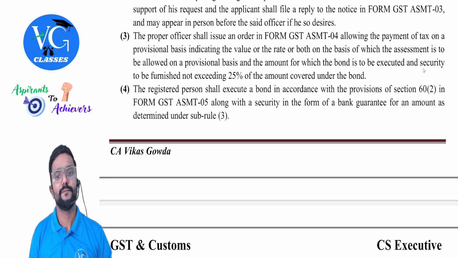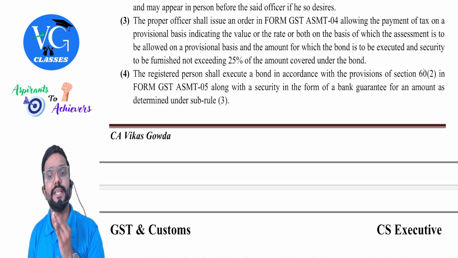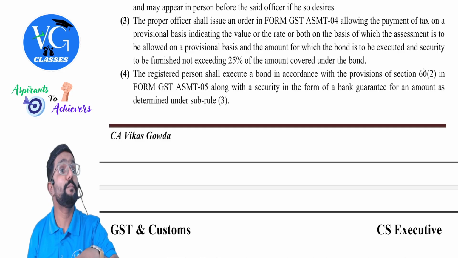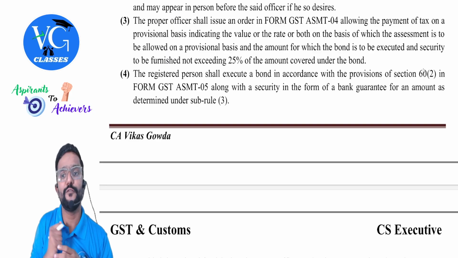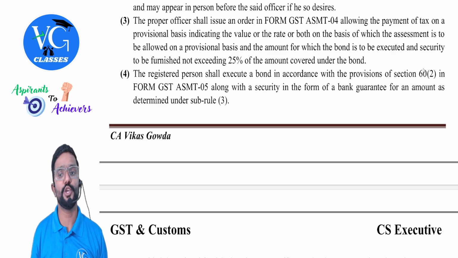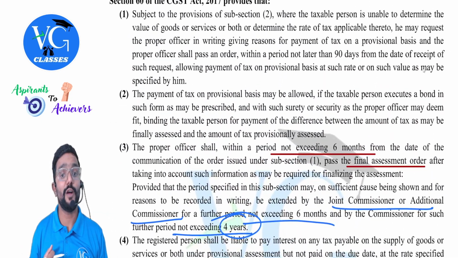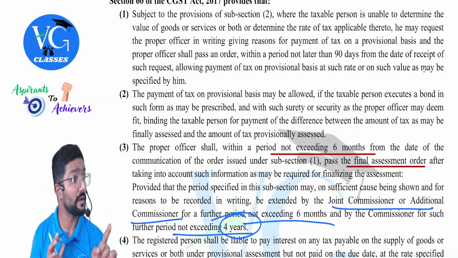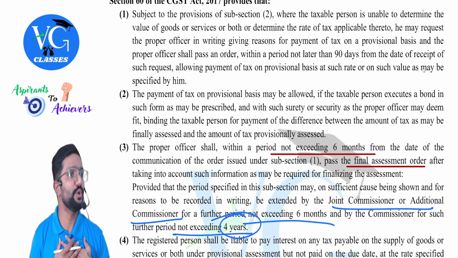Next. The proper officer shall issue an order in form GST ASMT 04 allowing the payment of tax on provisional basis, indicating the value or the rate or both on the basis of which the assessment is to be allowed on provisional basis and the amount for which the bond is to be executed and security to be furnished not exceeding 25% of the amount covered under the bond. Guys, simple. Now once they are accepting the provisional assessment, they will pass the order of what? Provisional assessment order, not final order. And they will also tell me to execute a bond and surety.